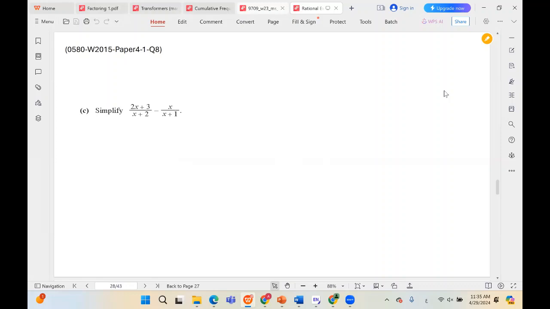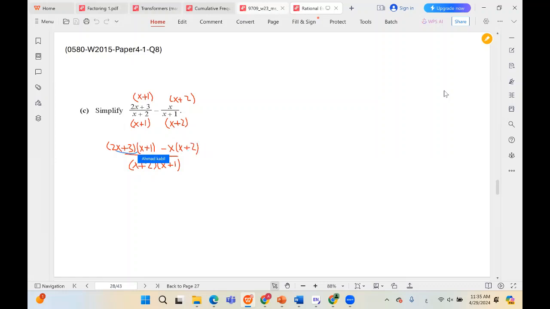Here we're going to multiply the left-hand side by x plus 1 up and down. And on the right-hand side, we will multiply by x plus 2, again, up and down. So the denominator is x plus 2 times x plus 1. In the numerator, we have 2x plus 3 times x plus 1 minus x times x plus 2.